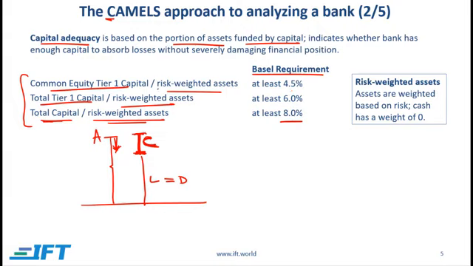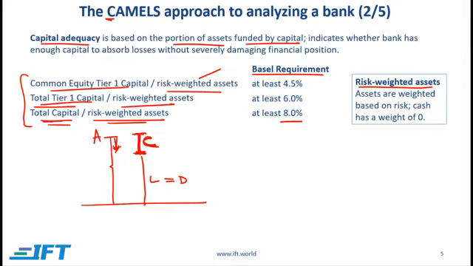Now here, the question is, what is meant by risk-weighted assets? What is common equity Tier 1 capital? What's total Tier 1 capital? And what's total capital? Let's start with risk-weighted assets. Here, we need to recognize that not all assets are created equal. Some assets are more risky, other assets are less risky. Cash, for example, has no risk. Therefore, the risk weightage for cash will be 0. On the other hand, corporate bonds are relatively risky, so they will have a higher risk weightage.